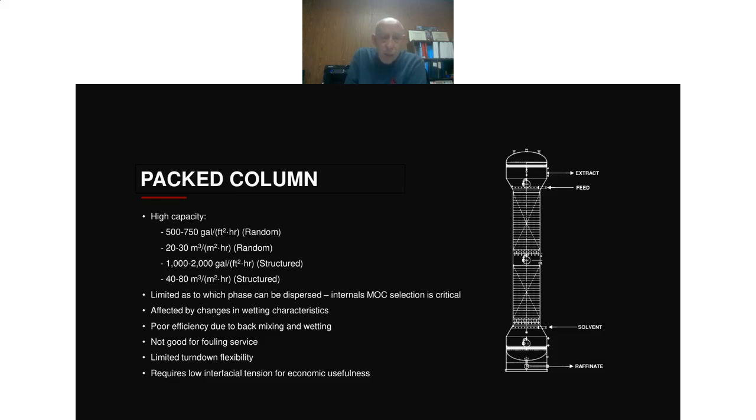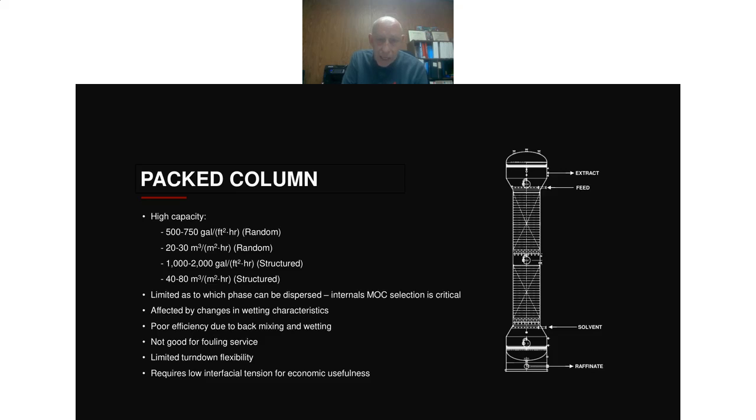A packed column, you can use either random packing or structured packing. In my experience, there's no real difference in efficiency between random packing and structured packing for liquid extraction. I know there is a big difference in distillation, but that doesn't carry over to liquid extraction. The big difference you can see is the capacity. Structured packing has a much higher capacity than random packing.